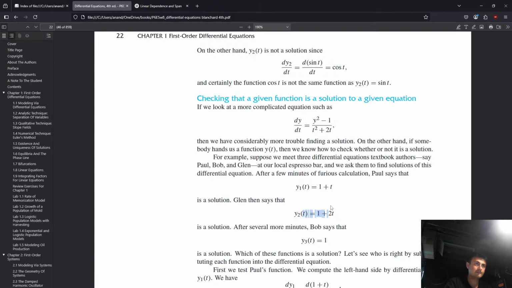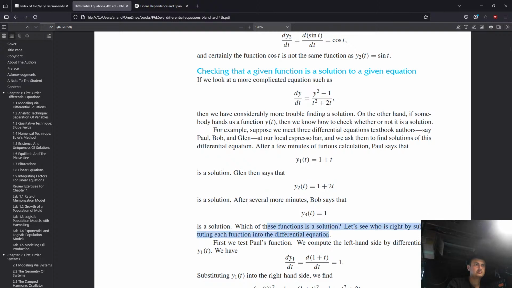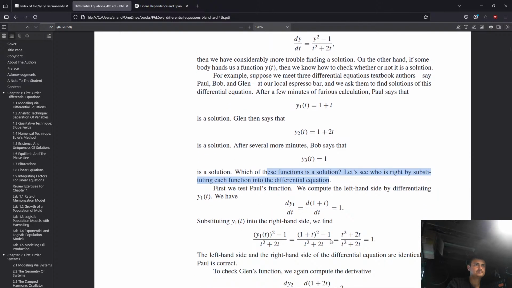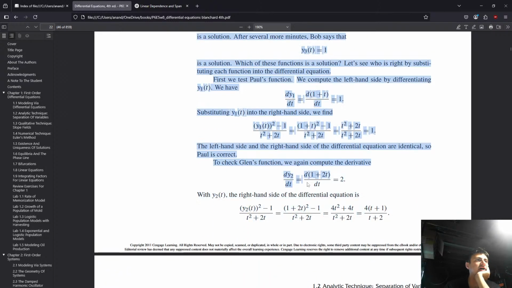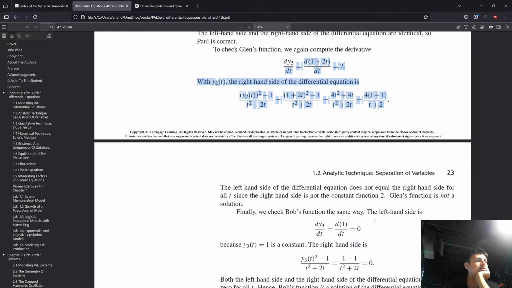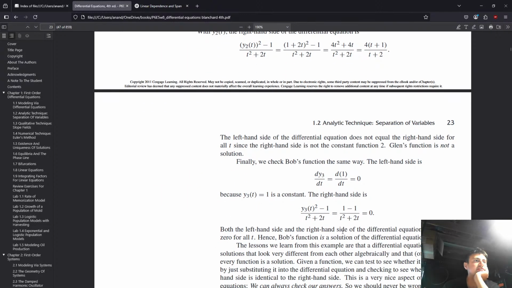Alright, so first they take the derivative and they get 1. Then they substitute it into the right-hand side and they also get 1. So this is what I got, and this is wrong. But then the second one is right. Both the left-hand side and the right-hand side of the differential equation are 0 for all times t.